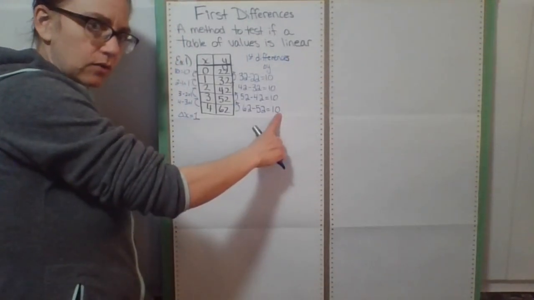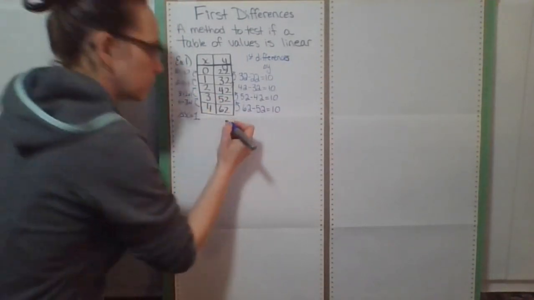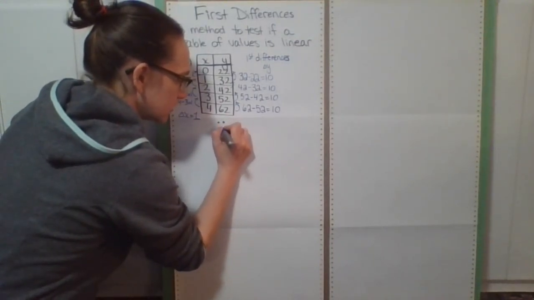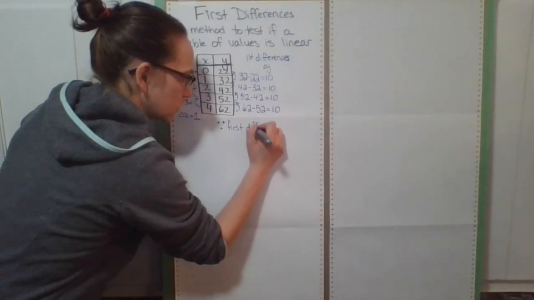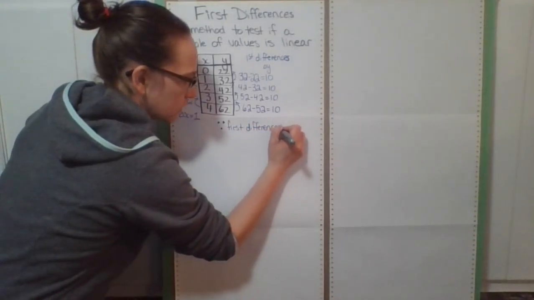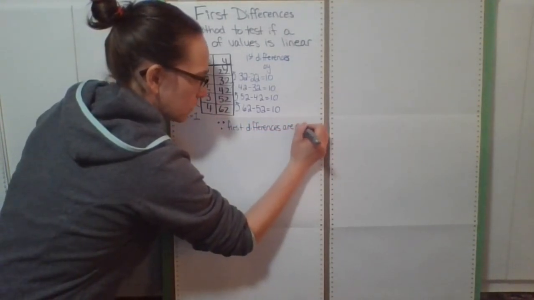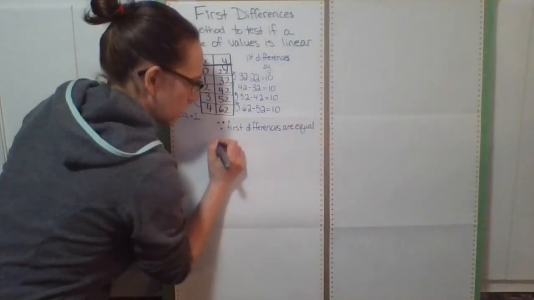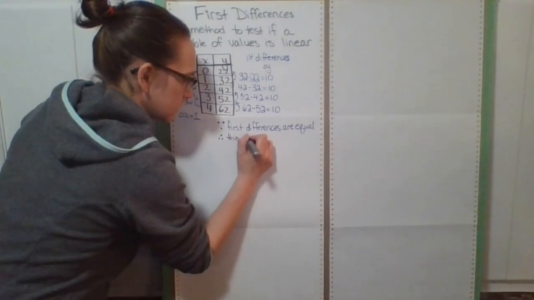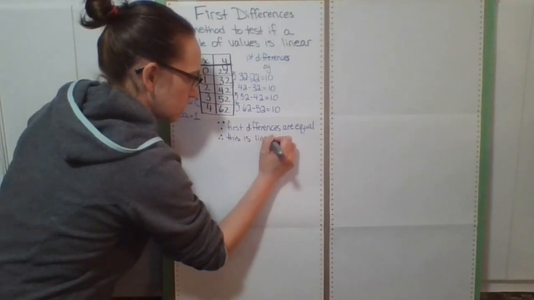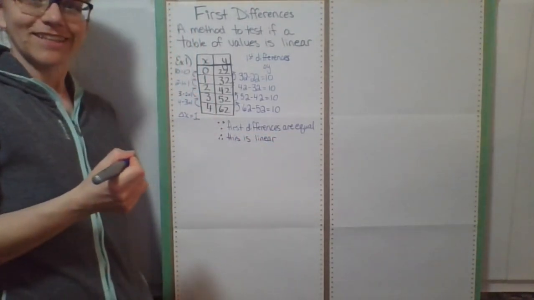Because these are all equal, that means this is linear. So since my first differences are equal, therefore this is linear. That's great.